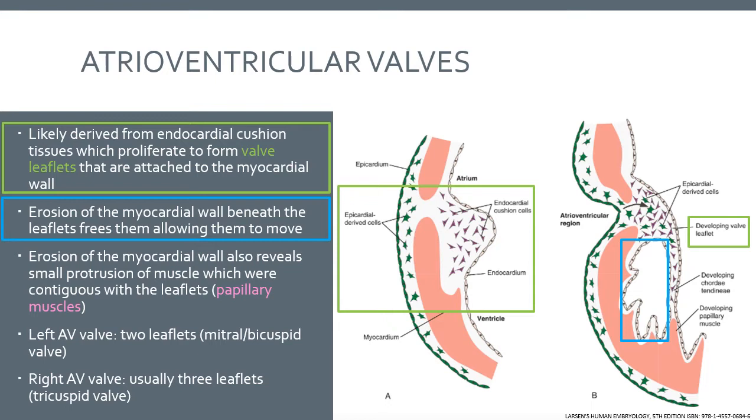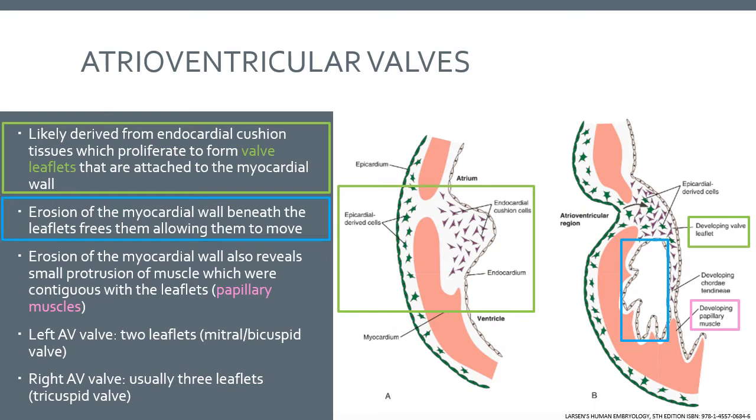Interestingly, at the other end of the leaflet, we get a small protrusion of muscle that was originally contiguous, or part of the leaflet, and is now separated, and that's the papillary muscle. Now, the valve on the left side and the valve on the right side are slightly different. The left AV valve, from the left atria into the left ventricle, is a bicuspid valve, usually called the mitral valve. So it only has two leaflets. Whereas on the right side, between the right atria and the right ventricle, we have a valve with three leaflets. It's called the tricuspid valve.